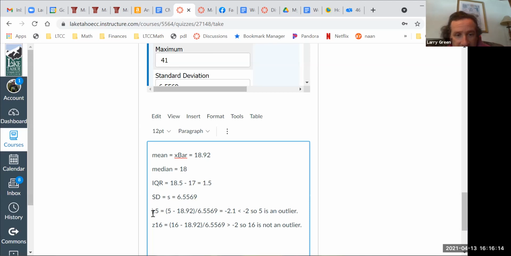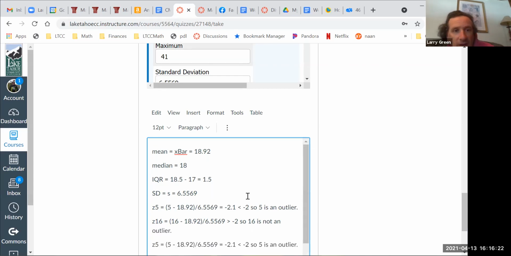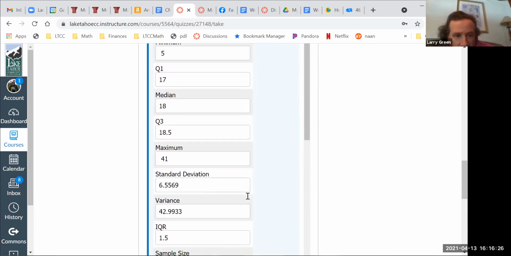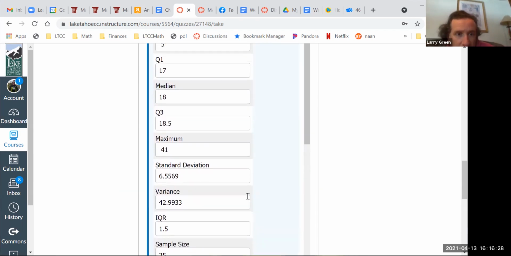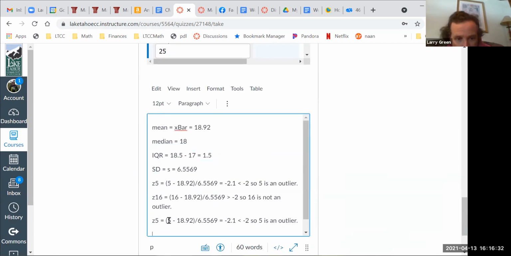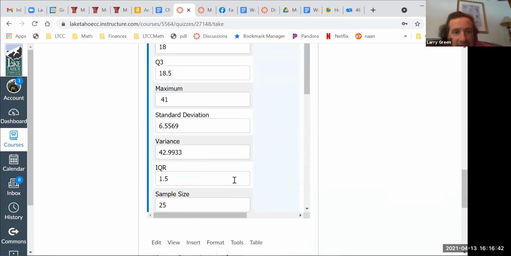Okay, next, let's check out the maximum. So the maximum is 41. So I do 41 minus 18.92 divided by 6.5569. I'm going to copy that, paste it into the calculator.